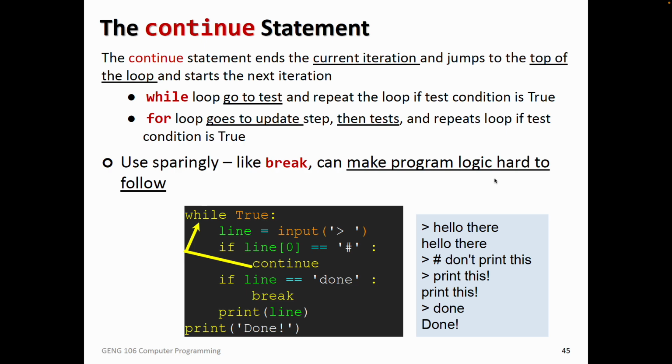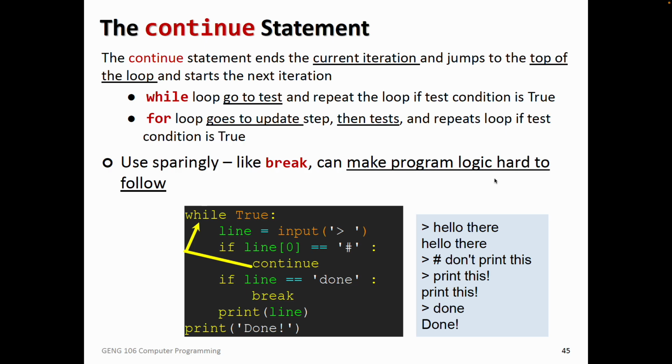So if the input from the user starts with this hashtag sign, we say continue. Continue means don't run this, don't run this, don't run this, but go to the while loop at the beginning, the start of the loop again. Start to go to the next iteration. So we skip the remaining code, but we are not exiting the loop. So we check again, and then we got the output again.